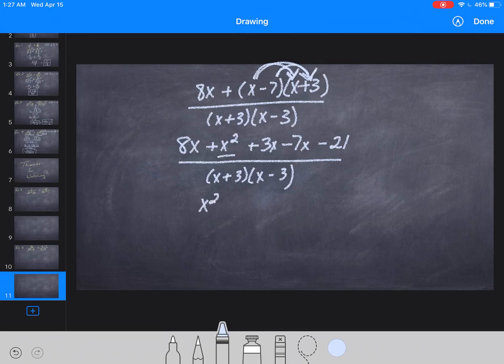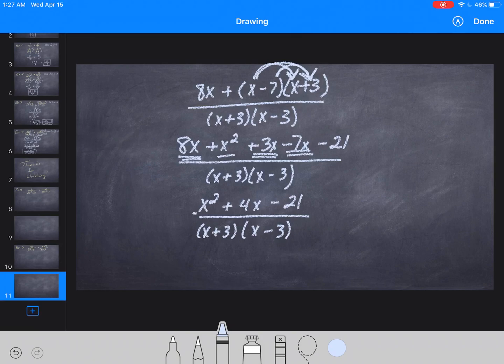So I'm going to have my x squared. Then I can combine my 8x, my 3x, and my negative 7x. 8 plus 3 gives me 11, minus 7 gives me a 4. So I end up with a positive 4x minus 21, all over x plus 3, x minus 3. Now I'm going to look to see if I can factor my numerator to see if I can simplify this even more.